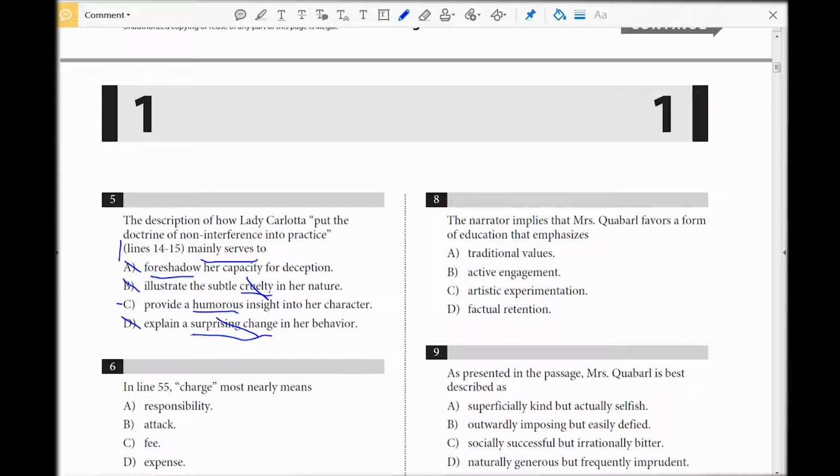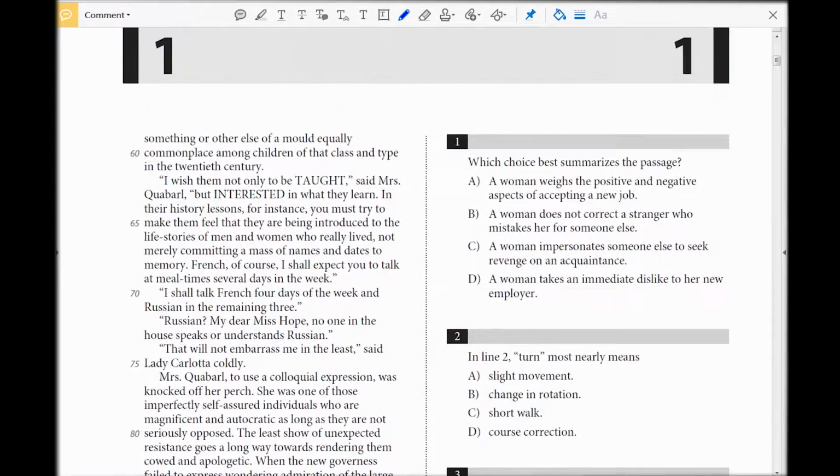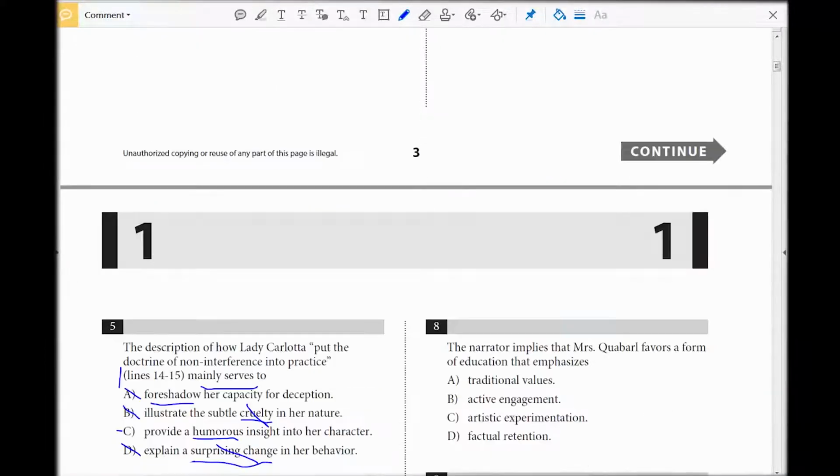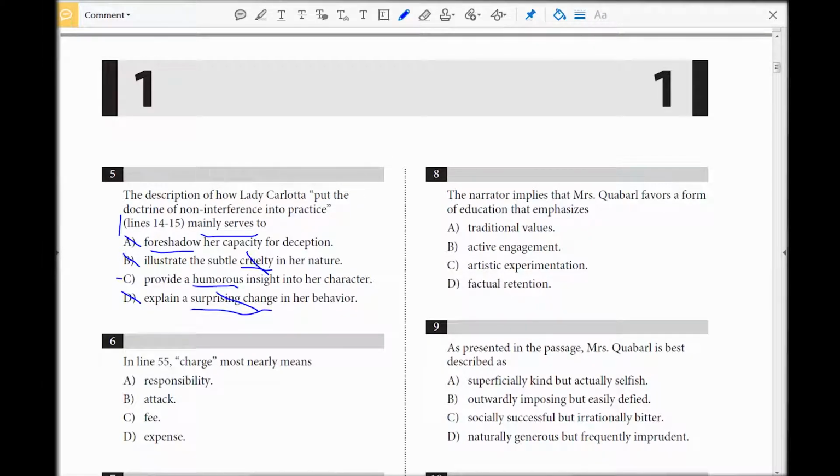Now let's go think about this scenario in choice C a bit more. Provide a humorous insight into her character. Remember here in the passage, it says that her friends are more or less begging her as to the undesirability of interfering on behalf of a distressed animal, such interference being none of her business. Her friends are saying, you can't interfere here. It's not your business. Please leave it alone. And the one time she actually listens to her friends, somebody is trapped up a tree by an angry boar pig, which sounds very menacing, and Lady Carlotta refuses to help. So while you might not think it's hilarious, I think it is humorous, and it does give insight into her character, how she seems to do the opposite of whatever it is she should be doing. For that reason, I'm picking choice C.